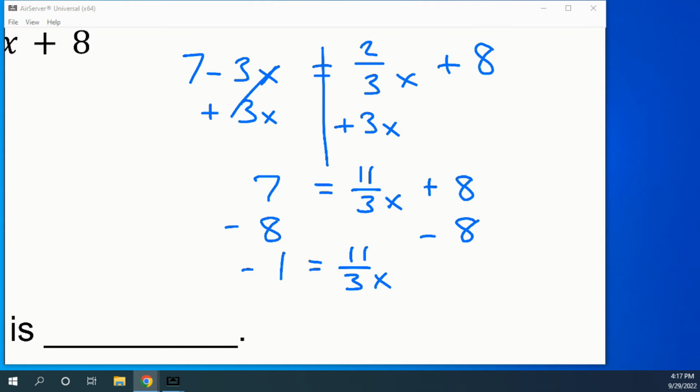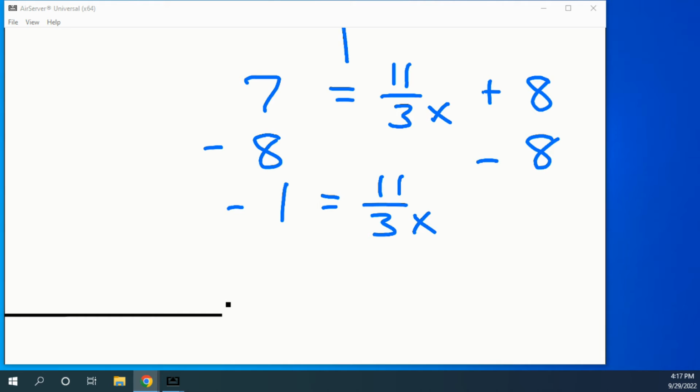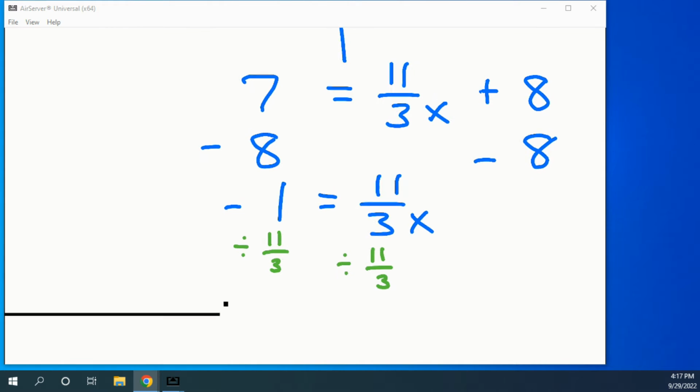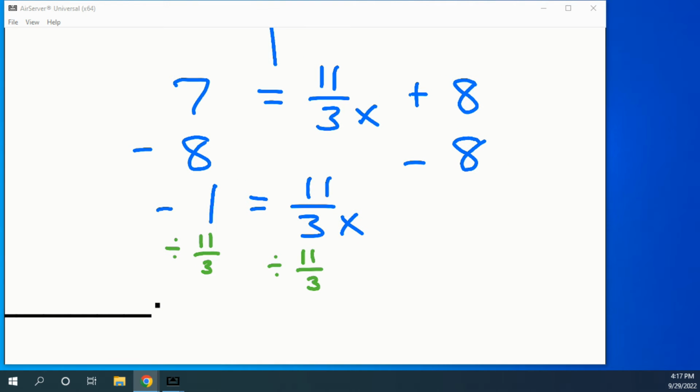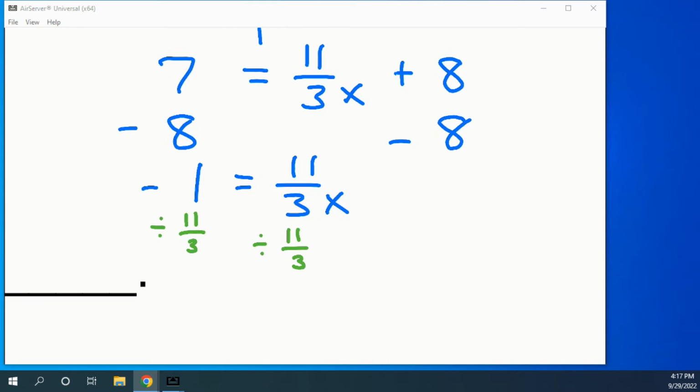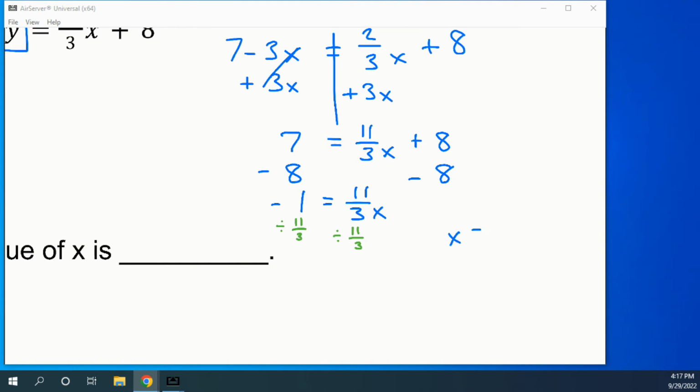And then we had a coefficient earlier in a different video, I think, on what to do when we have a fraction as a coefficient. I taught you to multiply by the reciprocal. If you want, which I think a lot of students are snapping onto, just divide by that fractional coefficient. So I'm going to take in my calculator -1 divided by 11/3. That is going to get me x equals -3/11.